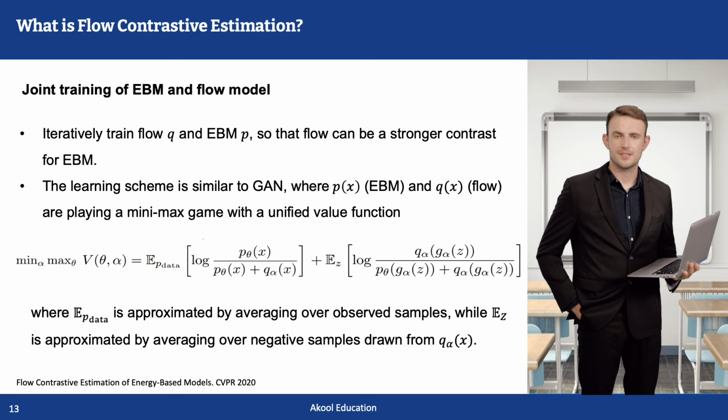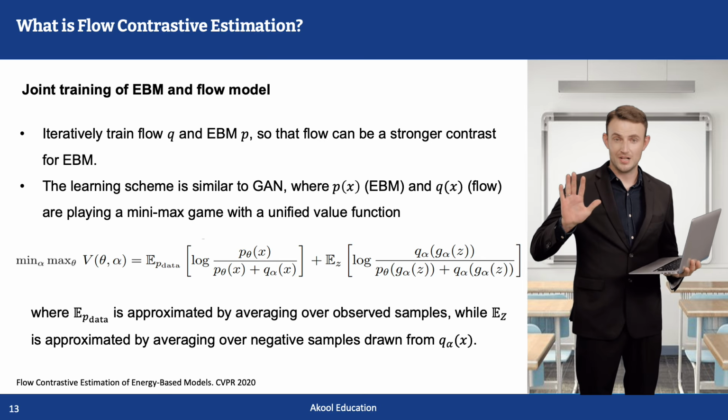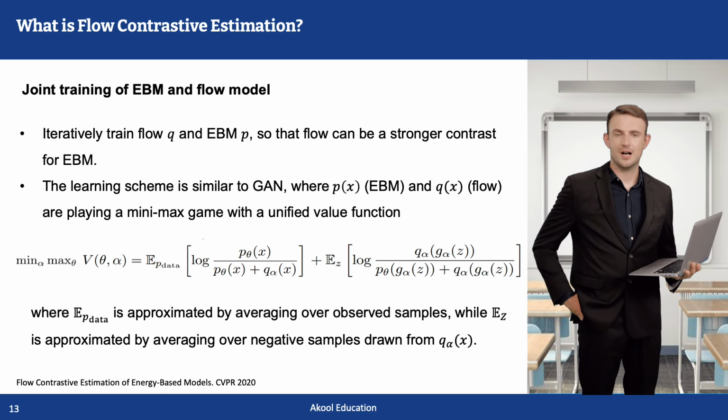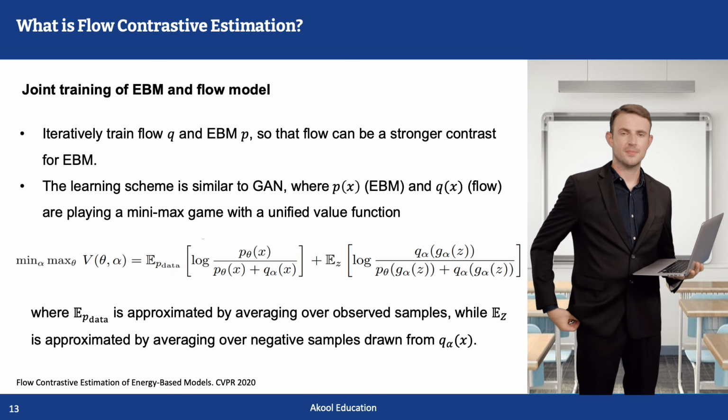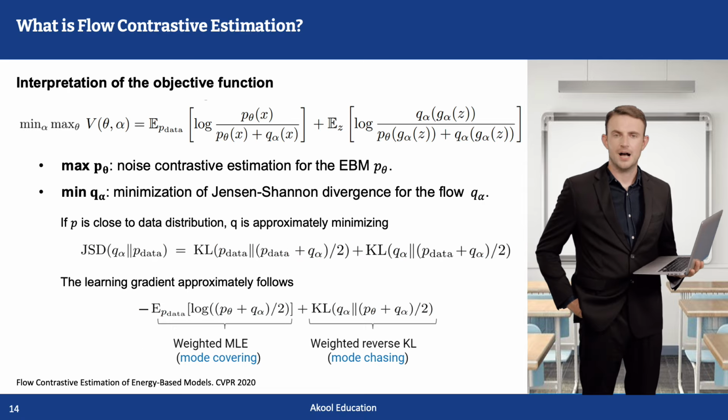This training scheme is conceptually similar to a generative adversarial net, where the two models play a mini-max game. The energy-based model tries to assign low energy to real data and high energy to flow-generated samples. Meanwhile, the flow model learns to generate samples that are closer and closer to the data distribution, effectively trying to fool the energy-based model.